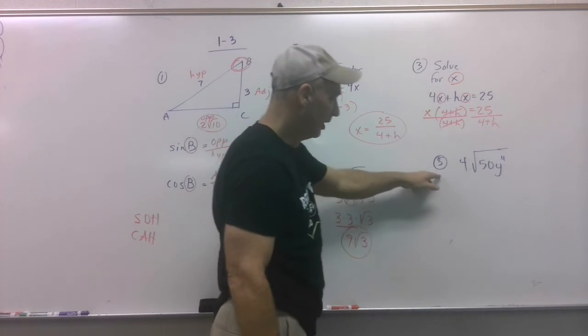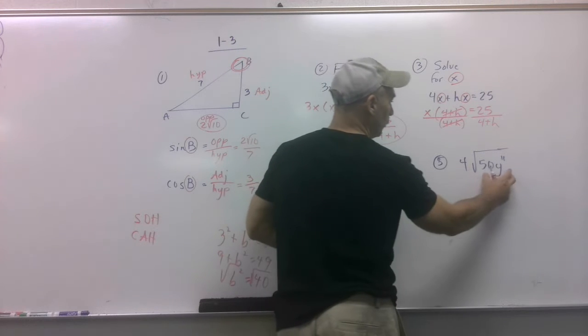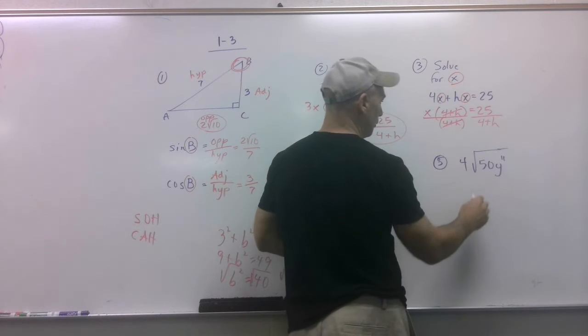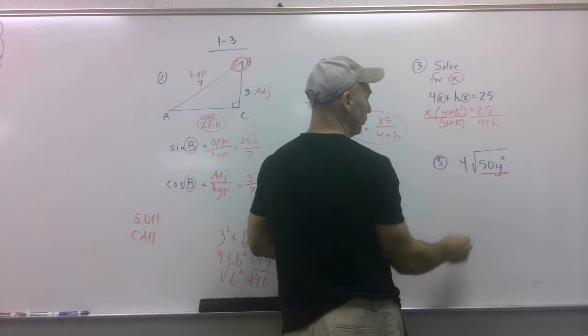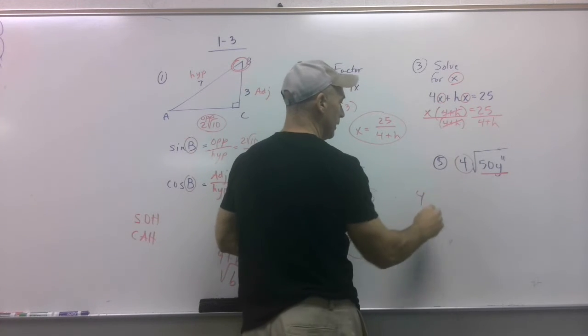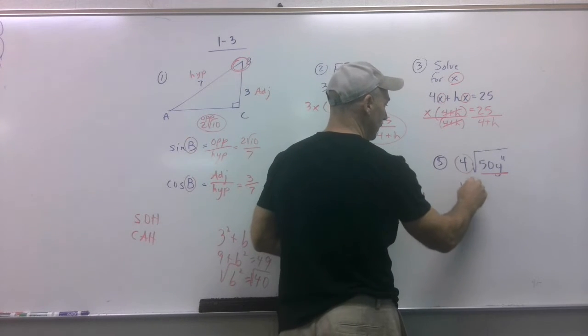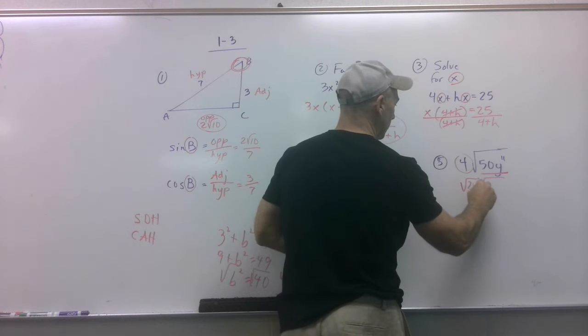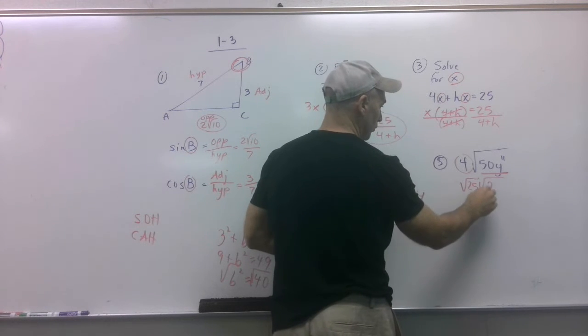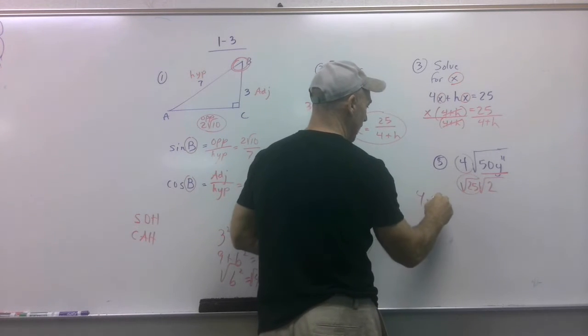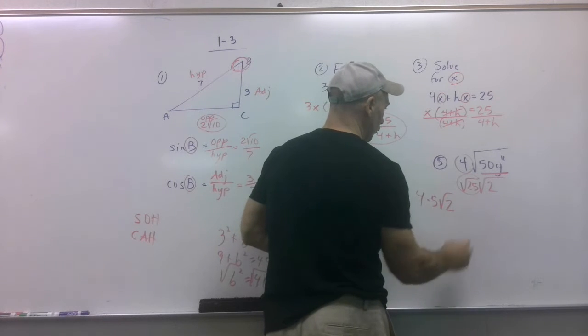Now that should be simple. This should be a little challenging. First, we got oil and water. Do not distribute that through. This is really the only thing we got to do. So I'm going to kick that over here and forget about it for a minute. 50 turns into 25 and 2. What's the square root of 25? 5. So I have 5 square root of 2 so far.